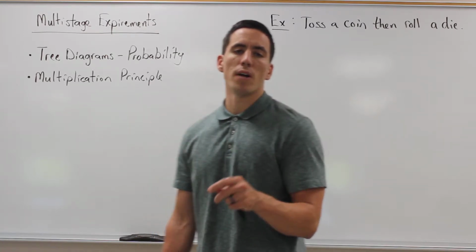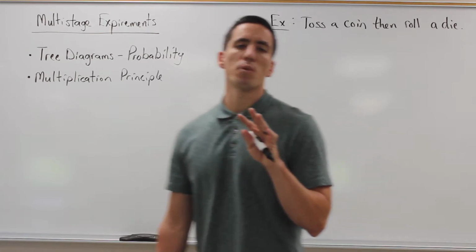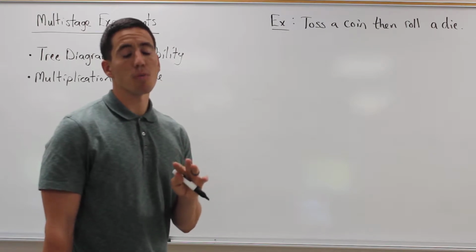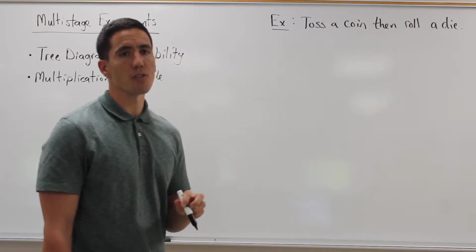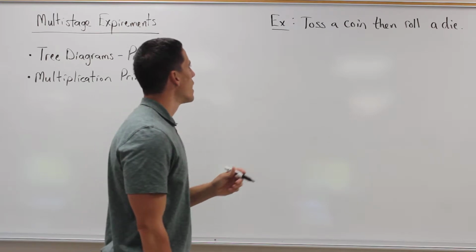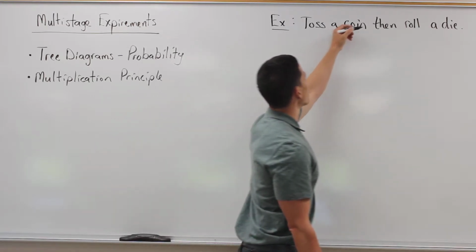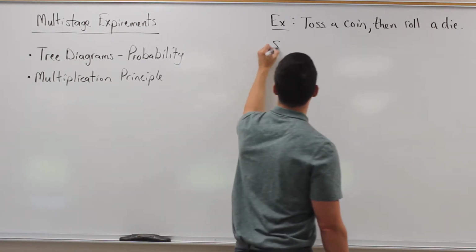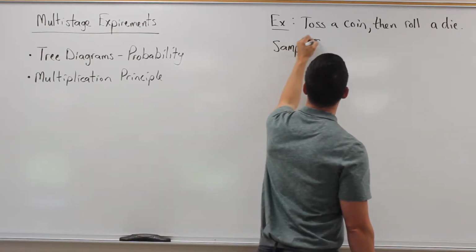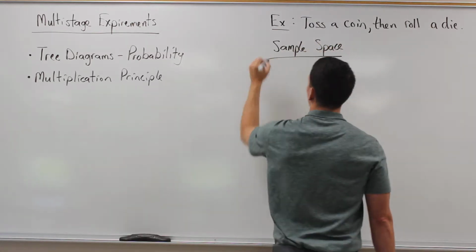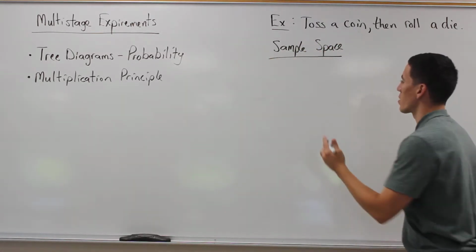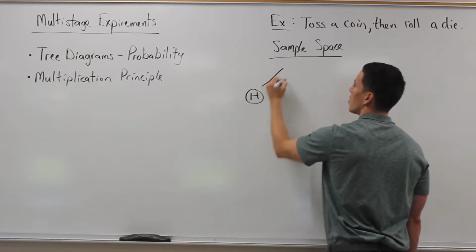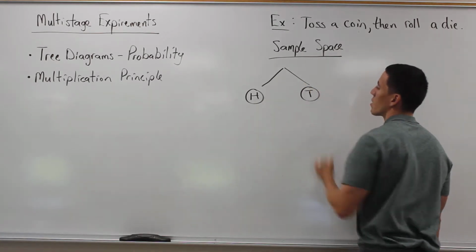So at a base level, the most simplistic way to calculate probabilities of multi-stage experiments is to draw probability trees. So let's use this example as a guide. Let's say that in an experiment we are going to toss a coin and then we are going to roll a die. The first thing that you should already know how to do is to create the sample space. The sample space is the set of all possible outcomes, and so when we flip a coin, we're either going to end up with heads or we're going to end up with tails.